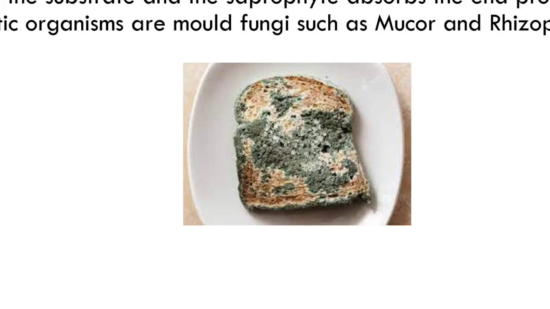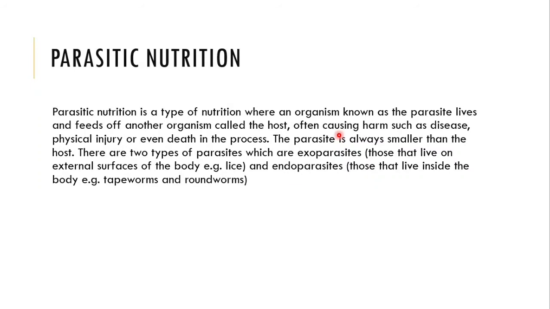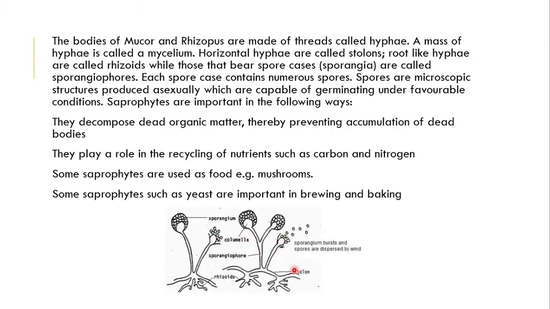But in your head, what you should know is that what we have on that bread is this structure here. Looking at this structure, we are saying that this is a mucor. Okay, it's a fungus. When you look at these tubes, they are a collection of hyphae. A mass of hyphae is called what? Mycelium. So this is a mycelium.